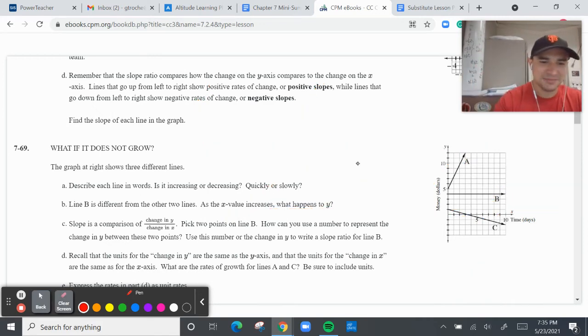Let me go back to the problem. Describe each line in words. Is it increasing or decreasing? Okay, line B is different. We already did that one. C, change in y, change of x. Pick 2 points on line B. Use your numbers to represent.